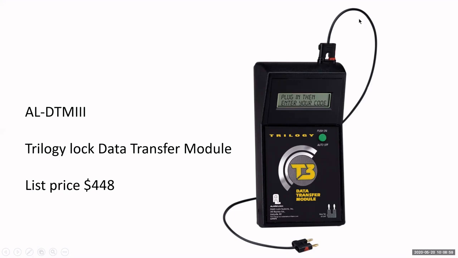The DTM has its own cable, which has the prongs on both ends. So you'll take one end, plug it into the DTM, take the other, plug it into the lock, and then you upload the information into the lock.